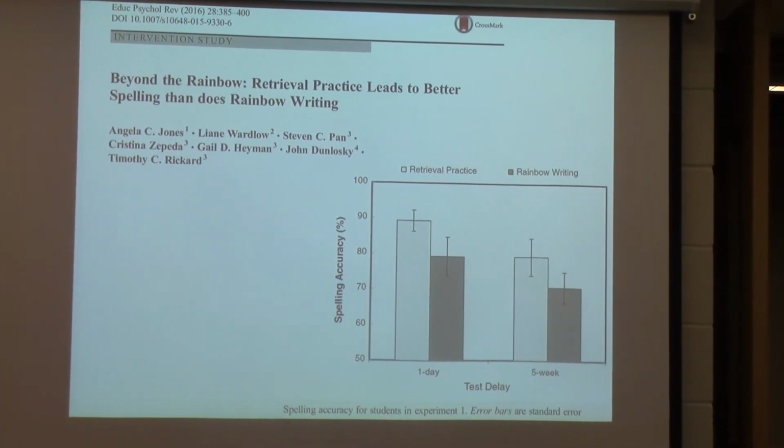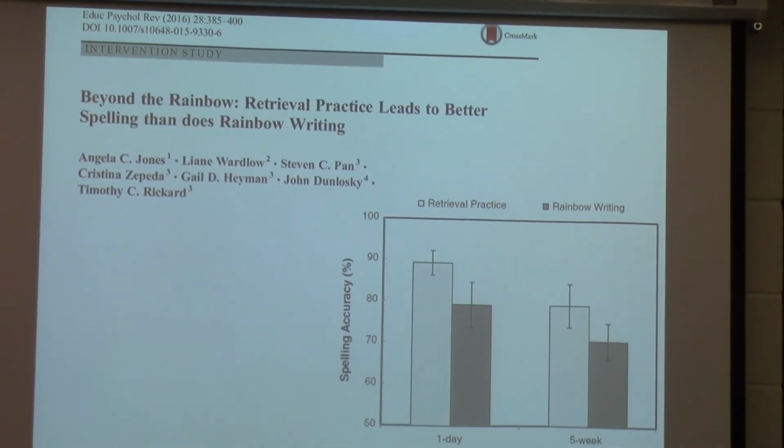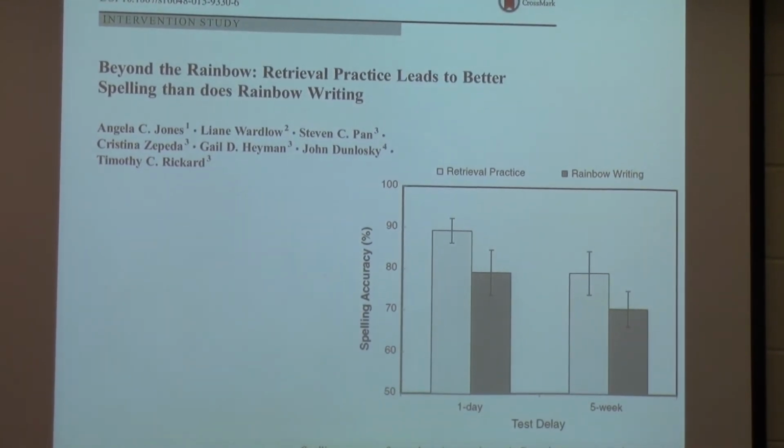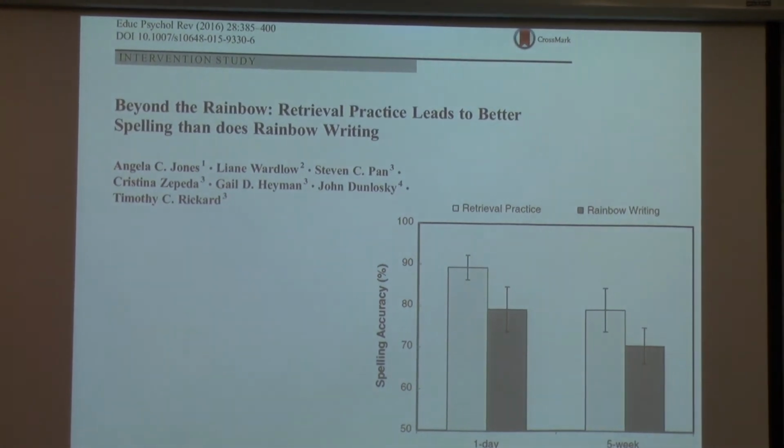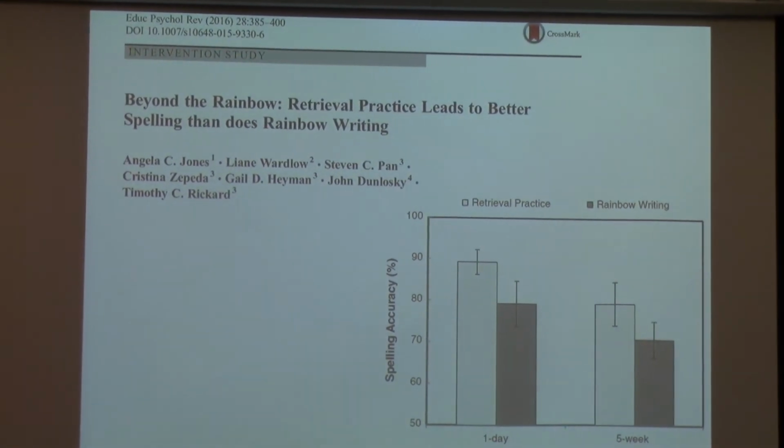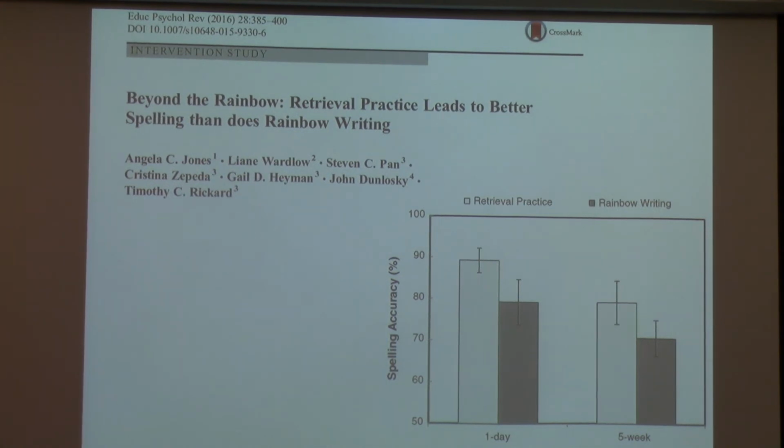If any of you have young kids, you might have heard of rainbow writing. No, you've heard of it? Right? So it's apparently a strategy used in elementary school for young kids to help them learn spelling of new words, right? Because they have to learn new words.